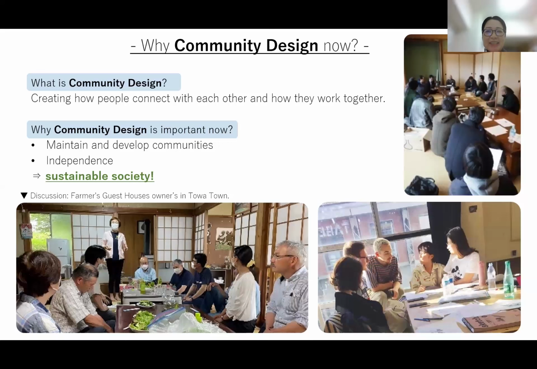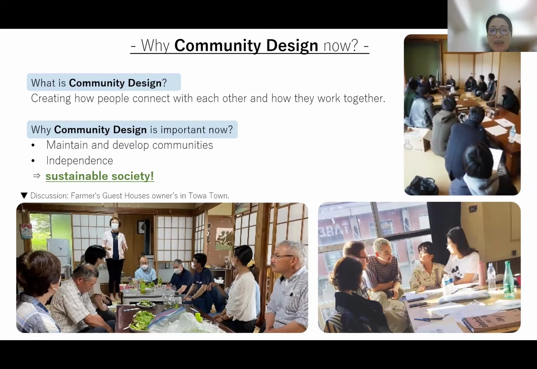I have said many times why community design is important. So what is community design? I have to explain. It is creating how people connect with each other and how they work together. So why is community design important now?